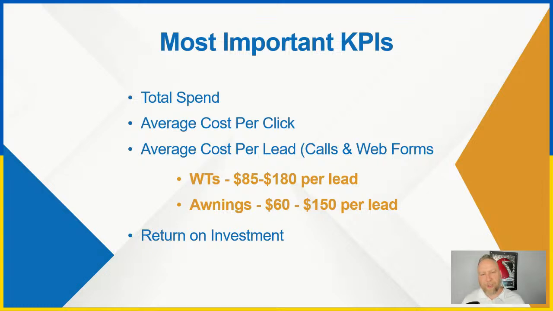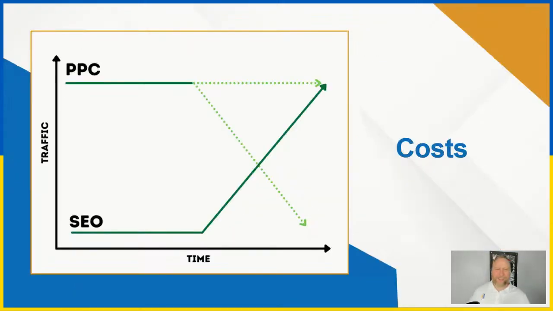And then lastly, the most important KPI is return on investment. That's pretty obvious, right? For most everybody that's in business. When it comes to pay-per-click, SEO takes a while, right? On average, four to six months before you start to see any sort of movement on SEO. There's a lot of factors there, depending on how authoritative your site is, how long it's been around, things like that. But it takes time.